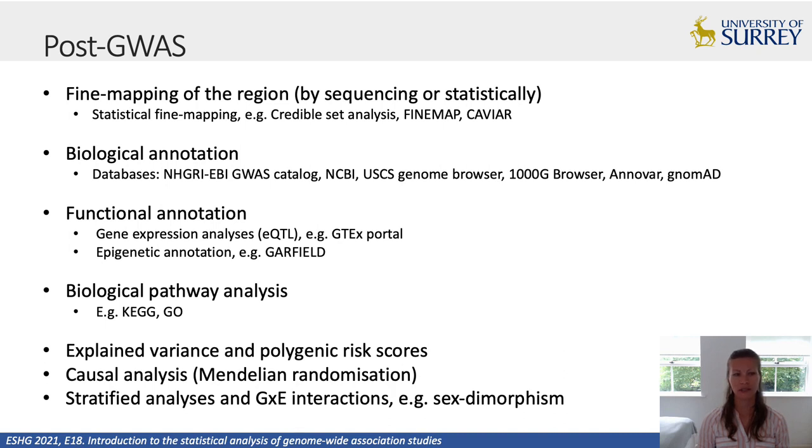We could look at biological pathways by using some software and databases. Then we could go on and try to calculate the explained variance for our phenotypes and polygenic risk scores. Further on, we can do causal analysis by using Mendelian randomization or some other follow-up analysis such as stratified analysis and interactions.